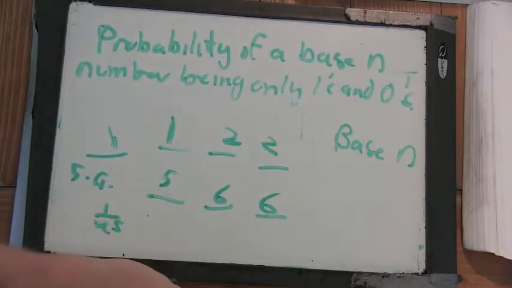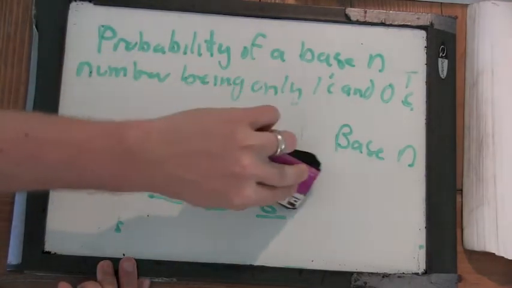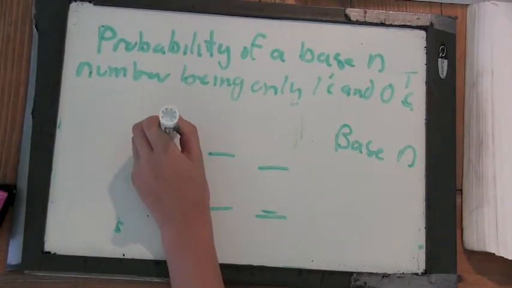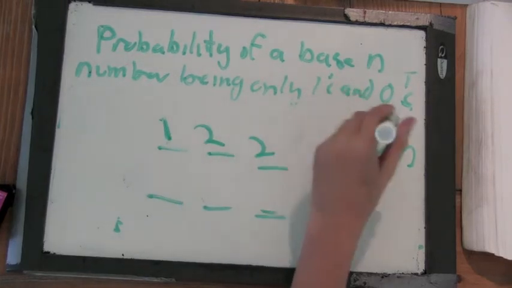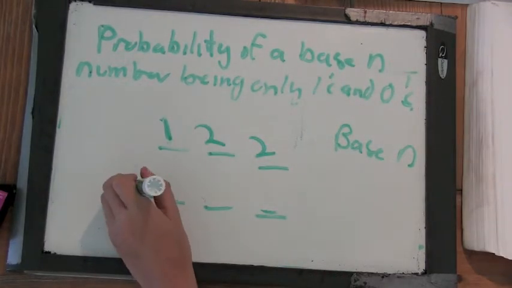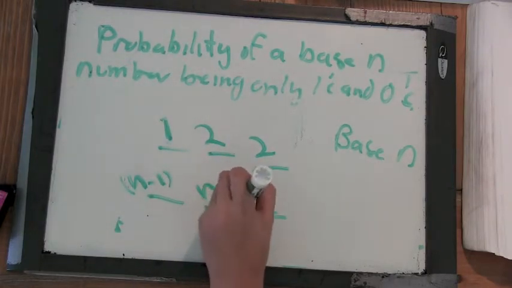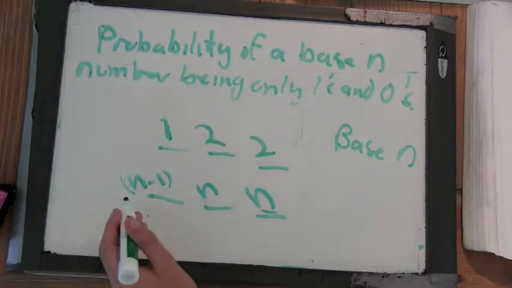45. Okay. So for any n that we pick, the first digit is always going to be 1, because you can't use 0 here. Then 2 and 2, because you can use 1 and 0 here. And this is going to be n minus 1. Then you have n and n.